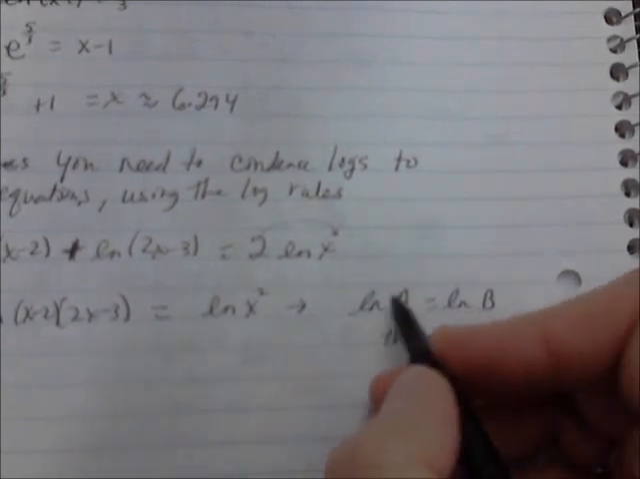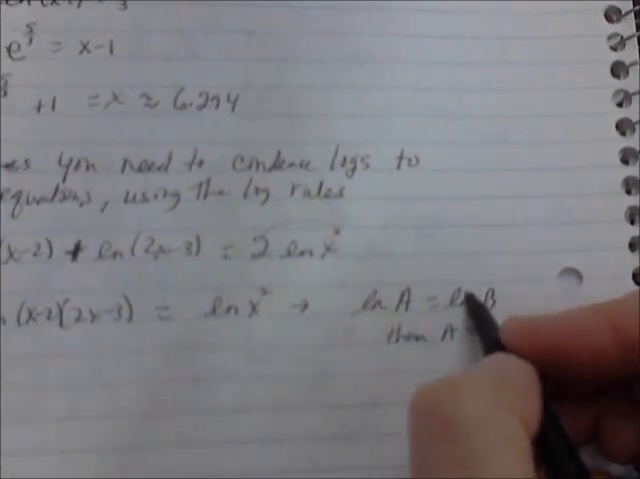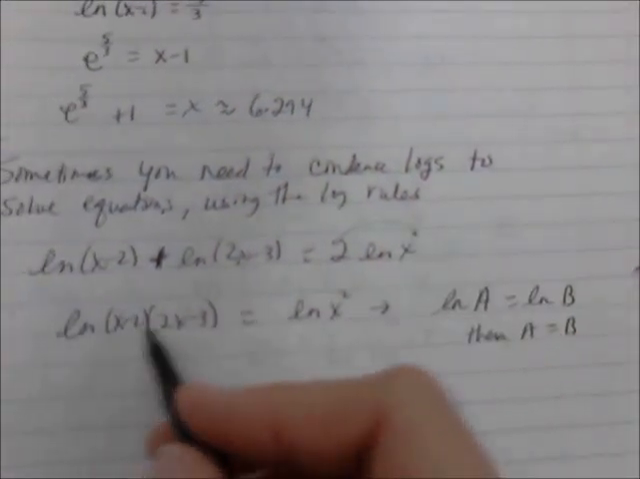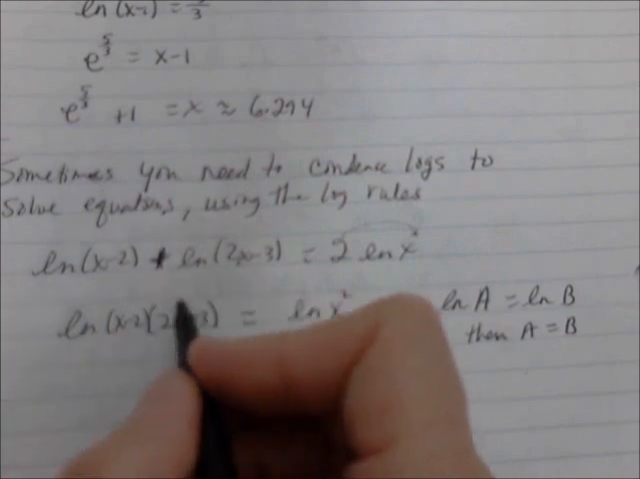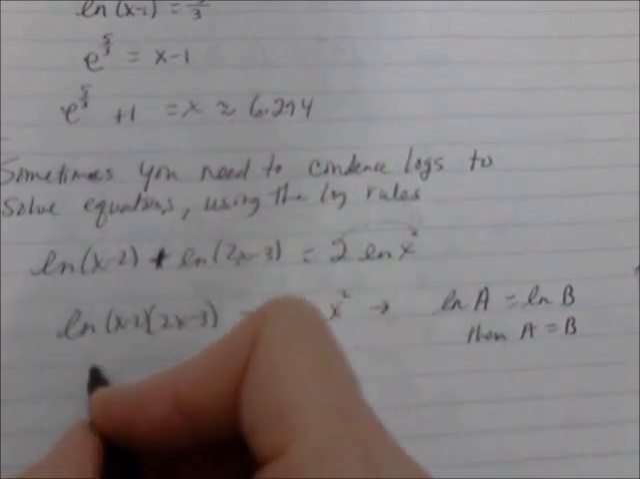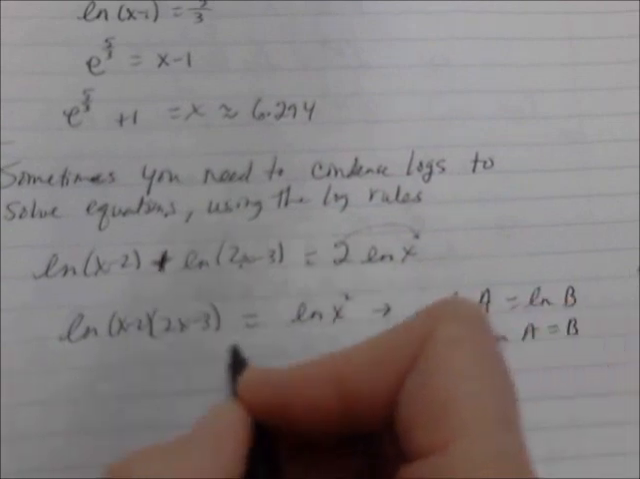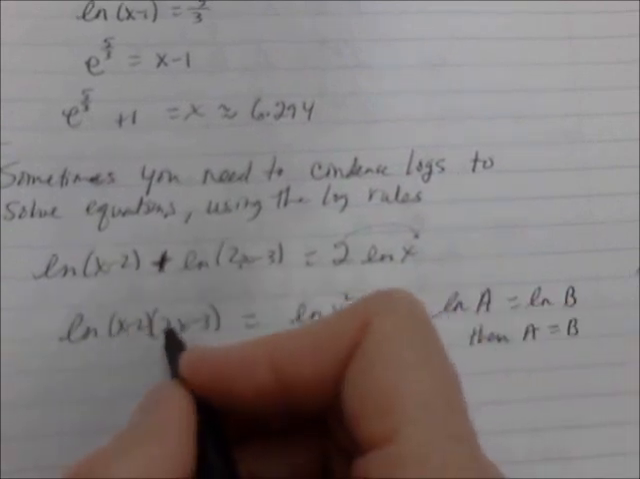It's almost like canceling out the word log. You don't cancel functions, but it's kind of that idea. So in this example, because the log of this is equal to the log of this, you can just say that this argument is equal to this argument. If I want to solve this, I'm going to have to FOIL it first.